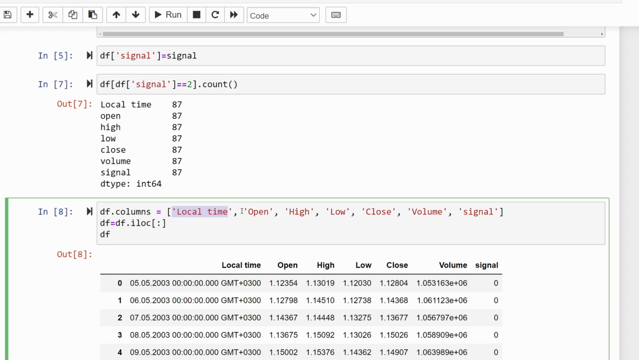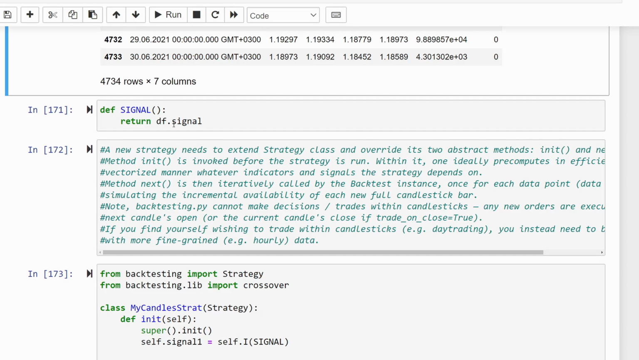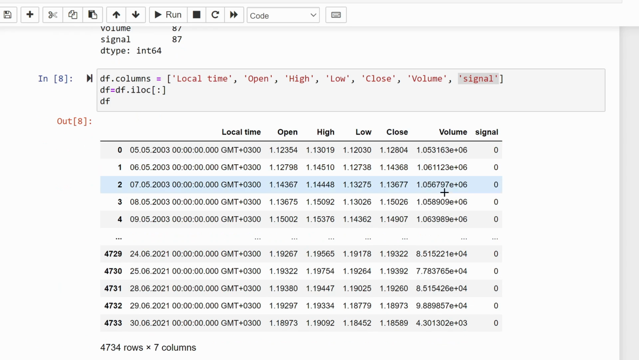So in brief, my data frame contains the following. We have the time, we have the opening, high, low, and closing price. We have the volume that we are not going to use for the moment. And we have our signal that we have just computed before. And I'm going to define a signal function that simply returns the signal that we have computed, this series or this column of my data frame.